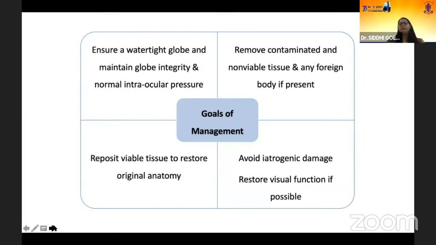So what are the goals of management of open globe injury? We must ensure a watertight globe and maintain the globe integrity and normal intraocular pressure; to remove any contaminated and non-viable tissue and any foreign body if present; to reposit the viable tissue and restore the original anatomy; and to avoid any iatrogenic damage and restore the visual function if possible.